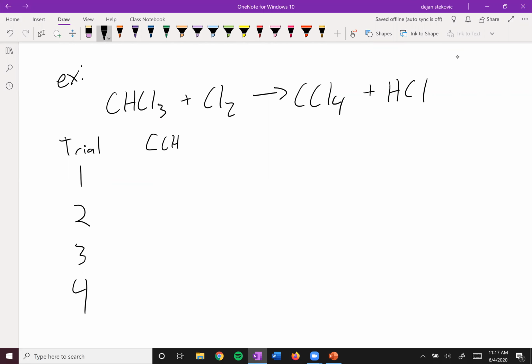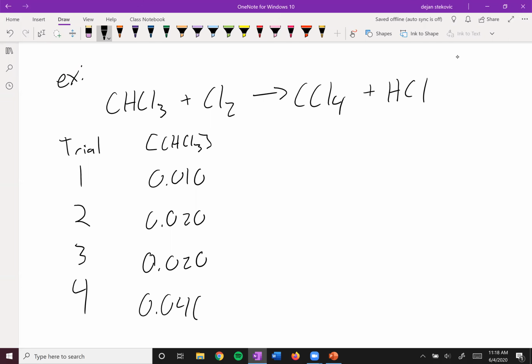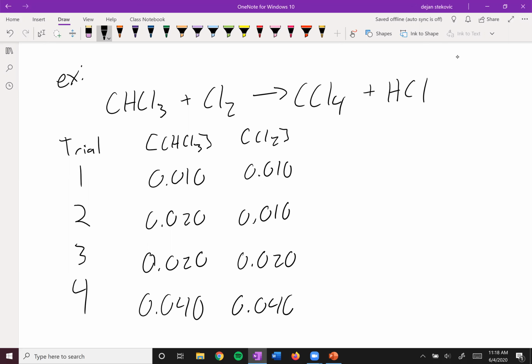And then we're going to change the concentration of our reactants. So our CHCl3 will start off with 0.010, double it. Keep it the same for trial 3, and then double it again for trial 4. And then we have our concentration of Cl2, our other reactant, 0.010. Keep it the same for this one, 0.020, 0.040. And then we measure the rate, which is in terms of molarity per second. Rate is always concentration over time. It's not necessarily molarity, but most of the time it is. So in this case, let's see, give you some experimental data.